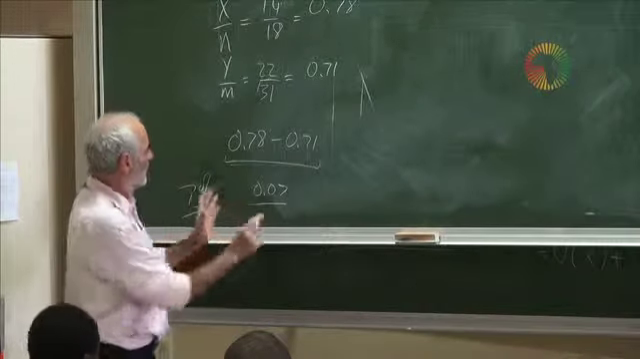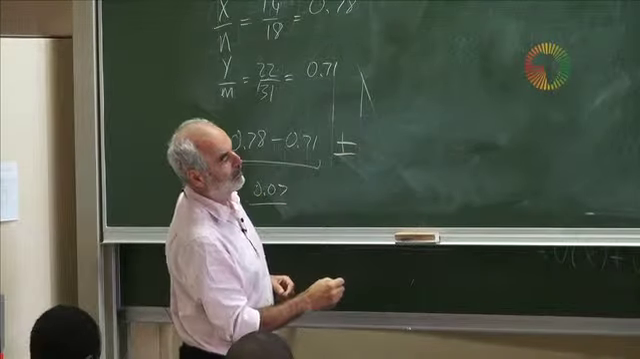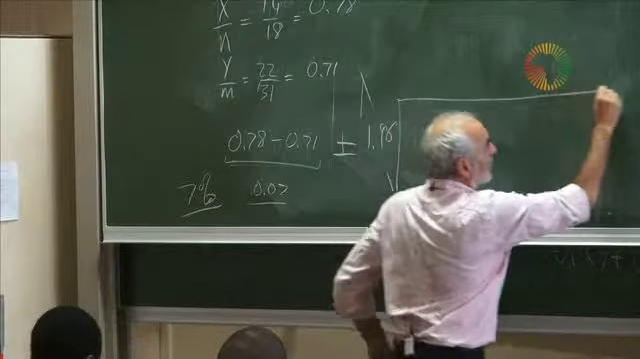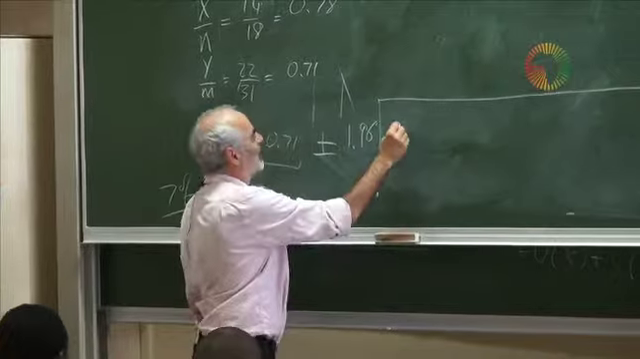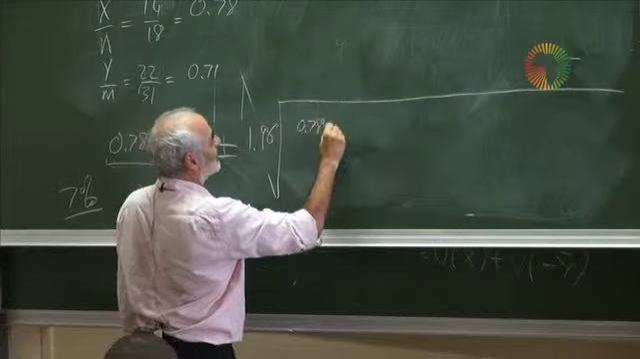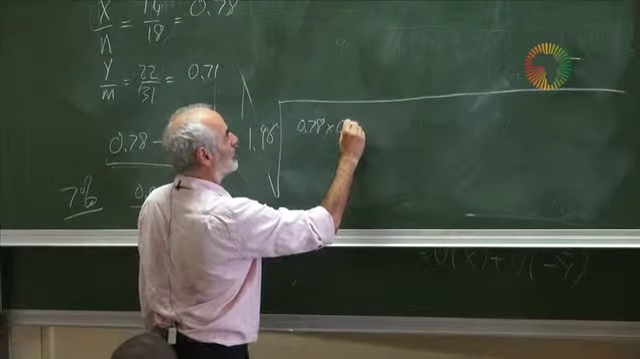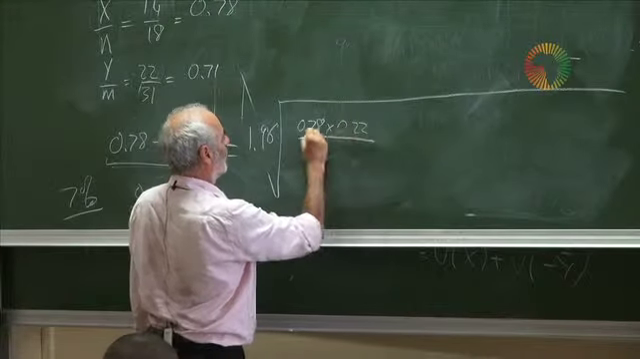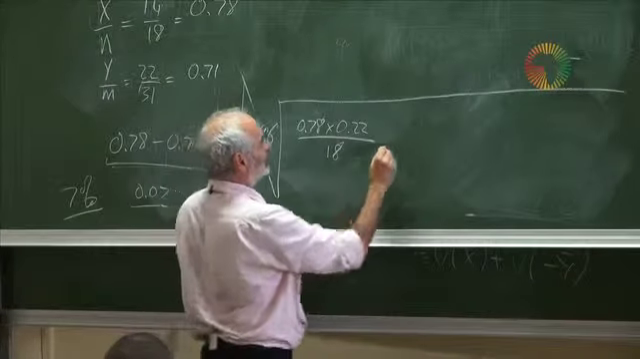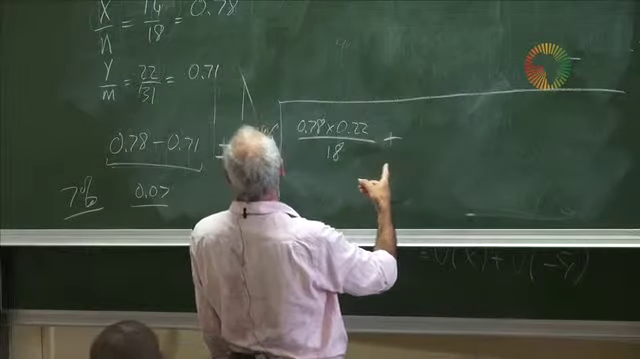Okay, now, what's the interval around this? So we want to do plus or minus 1.96 times the square root of, okay, what's in here? Yeah, 0.78 times what's in here? 22, yeah, divided by 18, yeah. Has anyone got a calculator? If someone's got a calculator, can they try to do this?